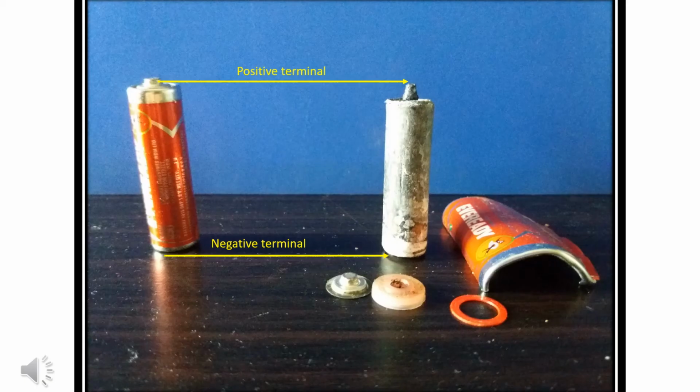Now you can see that we have removed the outer covering of a dry cell and it looks like this from inside. You can see over here that the zinc container itself is the negative terminal for the cell, and the positive terminal is the graphite rod inside, which has a metal cap on the top, and electrolyte is filled inside.